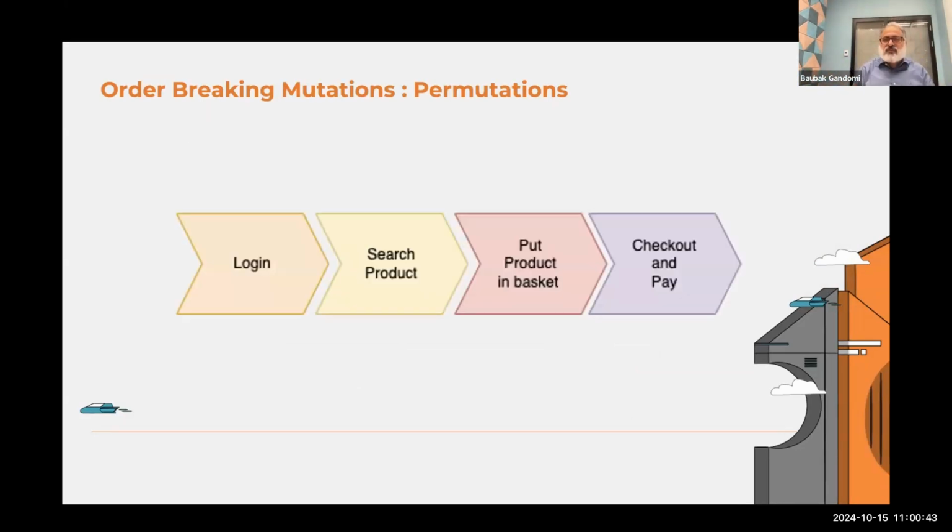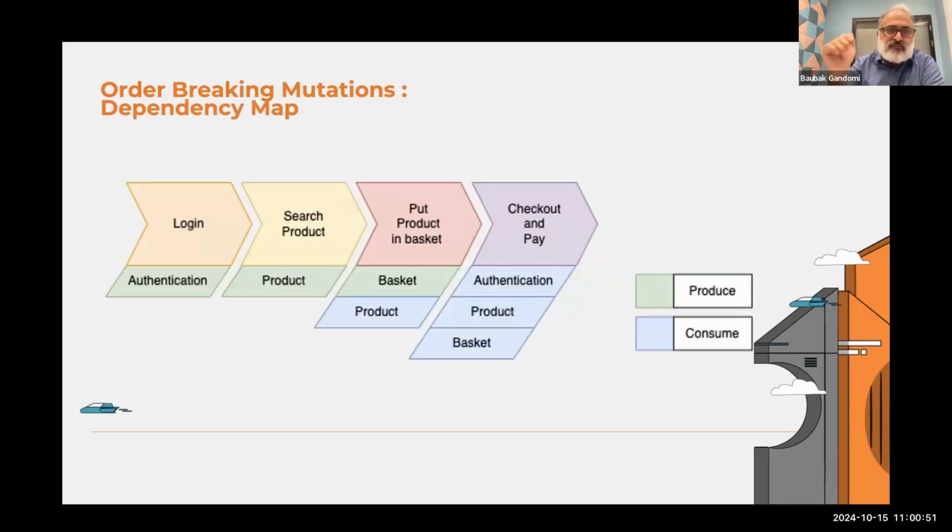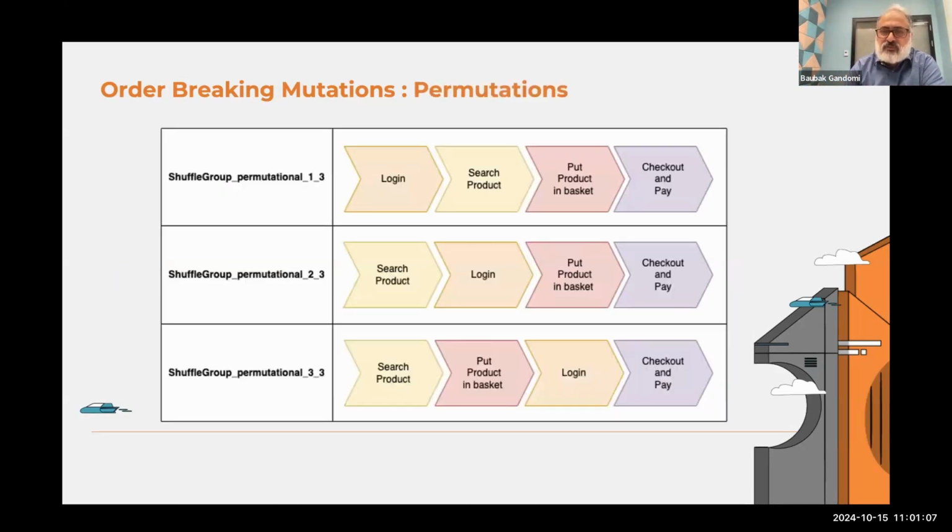So let's go back to our scenario. In our scenario, log in, search product, put product in basket, and check out and pay. So when we log in, we store an authentication. We store a token in the system. So you're registered. When we search for a product, we find a product, we identify this product. So it's what we call produce.